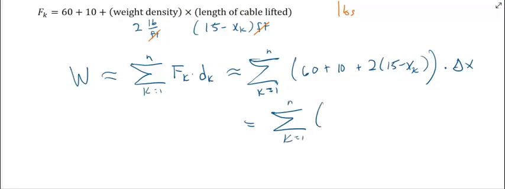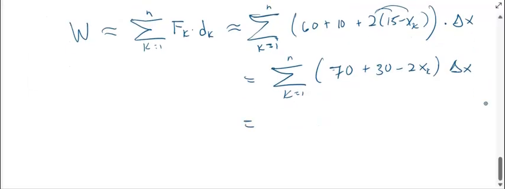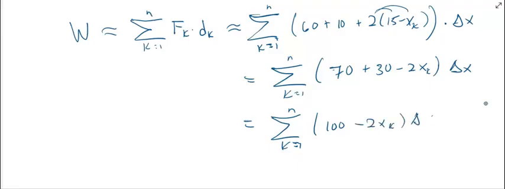we get 70 plus distributing the 2 through. So continuing just to combine this up, we're going to have 70 plus 30 minus 2x of k times delta x. And therefore we have 100, just adding like terms again, minus 2x sub k times delta x.